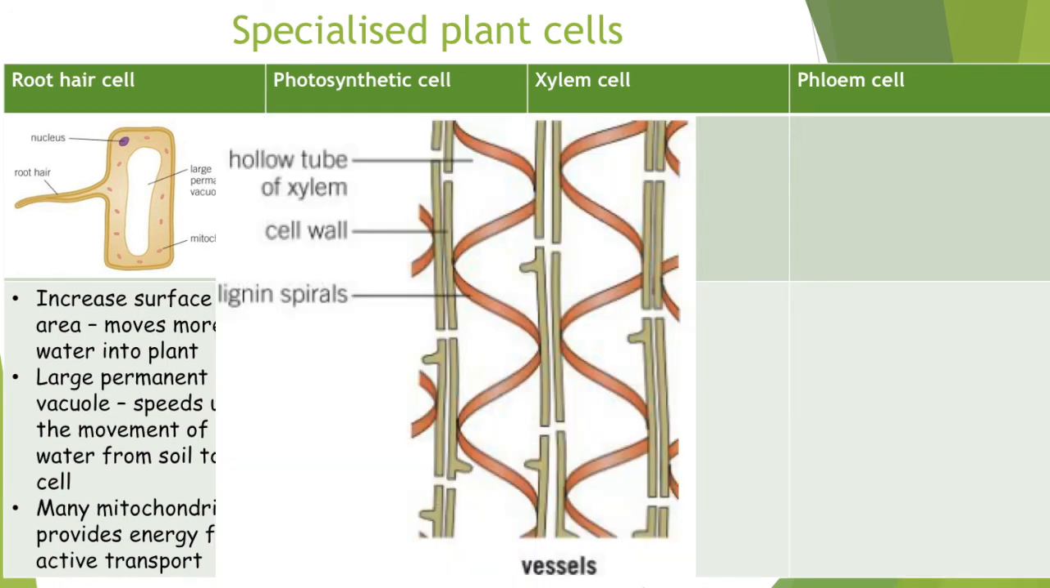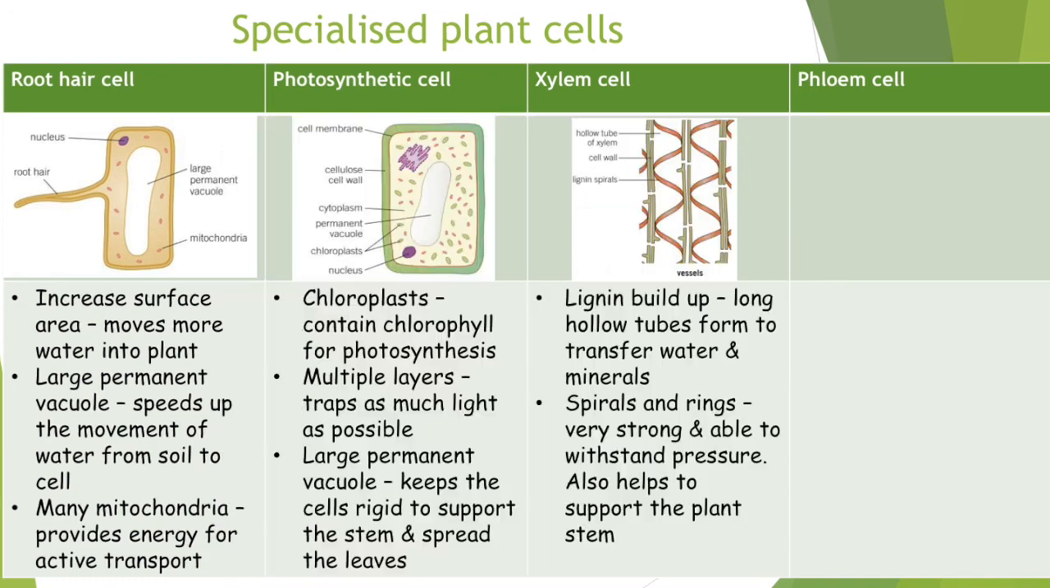The third specialised plant cell we're going to look at are the xylem cells. These cells come together to form a transport tissue in plants. It carries water and mineral ions from the roots to the highest leaves and shoots. There are two main ways that xylem cells are adapted to their function.